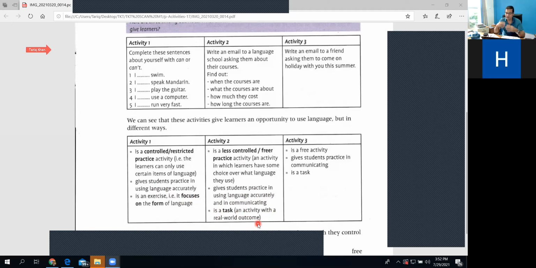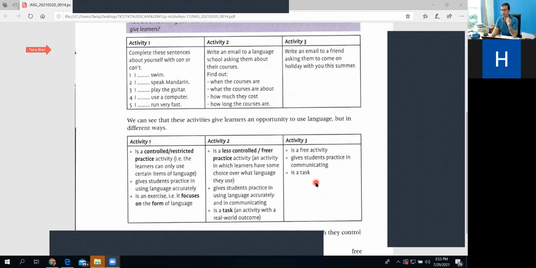Now why do we say with a real world outcome? Because it is practically used. If you see the other one, it is practically not used, but this one is something which you utilize in common social life, and an outcome is there of it. You are writing to an institute asking for information from them. Activity number 3 is a free activity. It gives students practice in communicating. It's a task. So this is the communication practice.